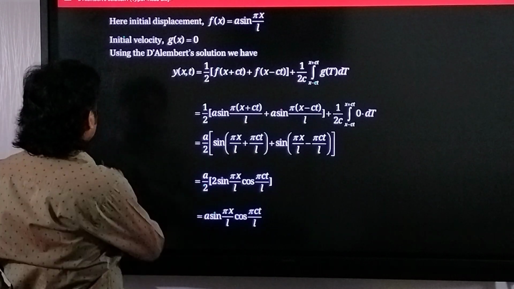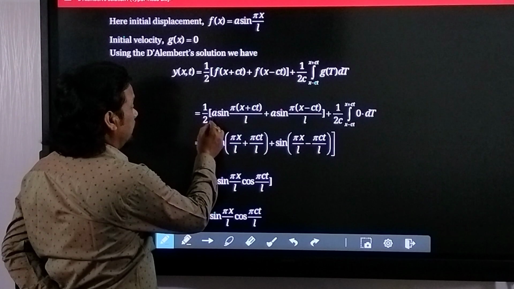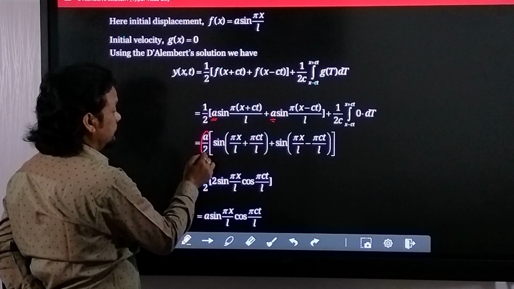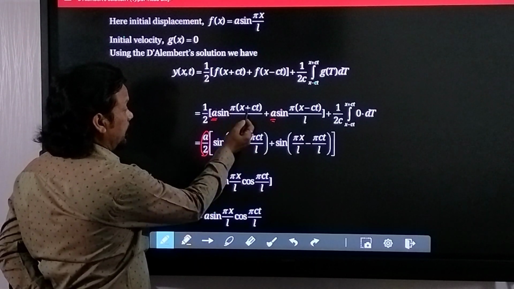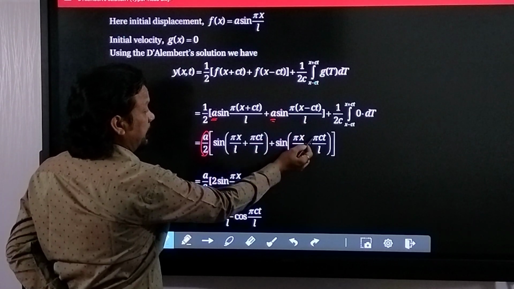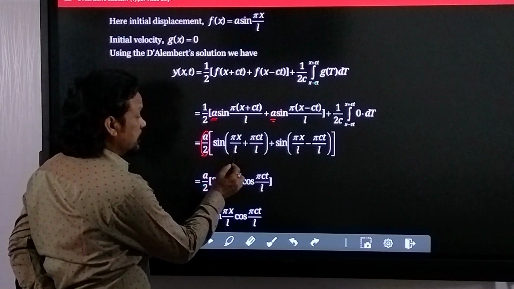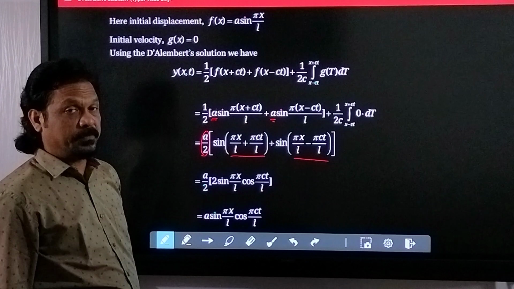Okay. So see here, a I have taken common, so it becomes a by 2. Clear? Now I have separated pi x by L plus pi ct by L. This also I have separated as pi x by L minus pi ct by L. So this is in the form of sin (a plus b) plus sin (a minus b).